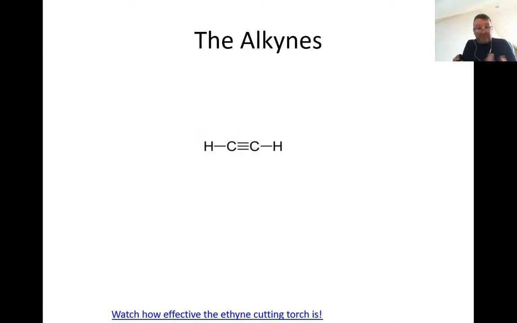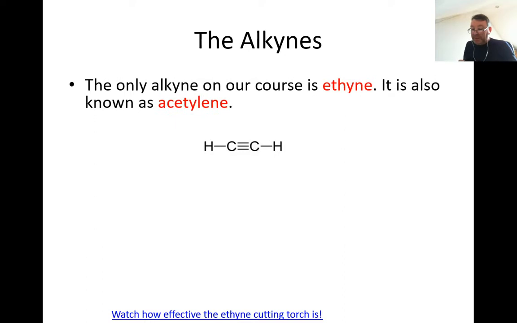Okay, so there's the way we would draw this thing, with the 2 carbons, with the 6 electrons between them, which is formed in three covalent bonds, a triple bond, and the 2 hydrogens. The only alkane, or alkyne I should say, we have to worry about is ethyne, all right? But it has another name. It's called acetylene. Now, some of you may have heard the phrase before, oxyacetylene. Oxyacetylene is when you take acetylene, which is ethyne, and you add oxygen to it.